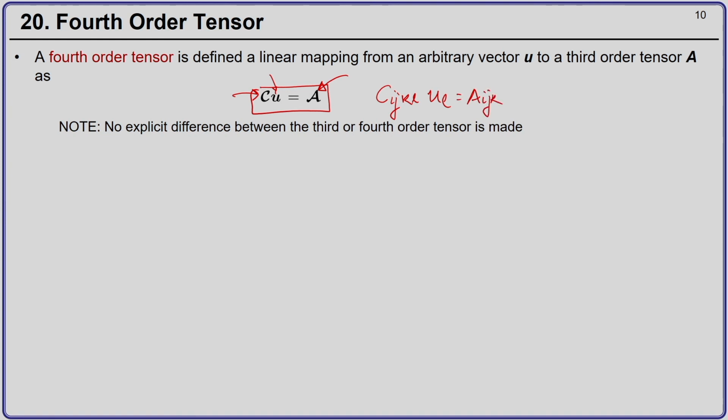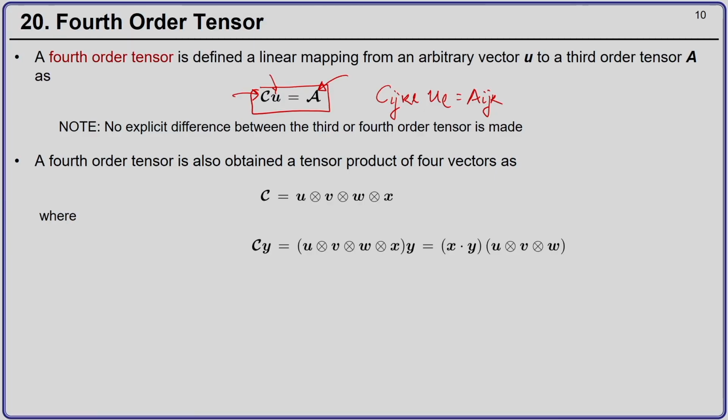Note that we do not make any explicit difference between third order or fourth order tensor. They are both written in the same way, and then from the context of your problem you will be able to judge which one is the fourth order tensor, which one is the third order tensor. So, at this stage there should not be any confusion. You will know from the context of your problem.